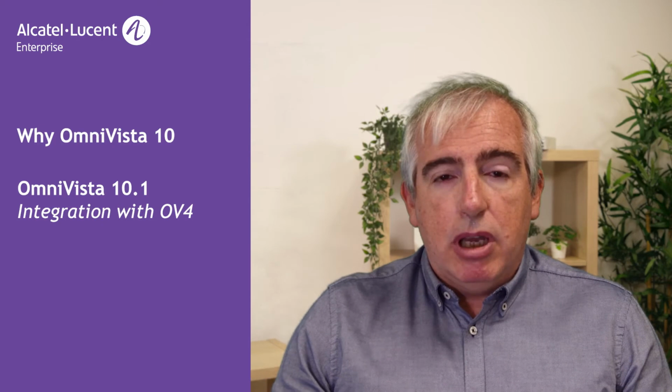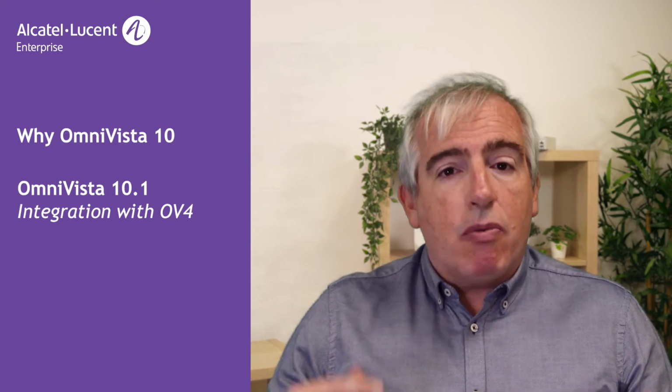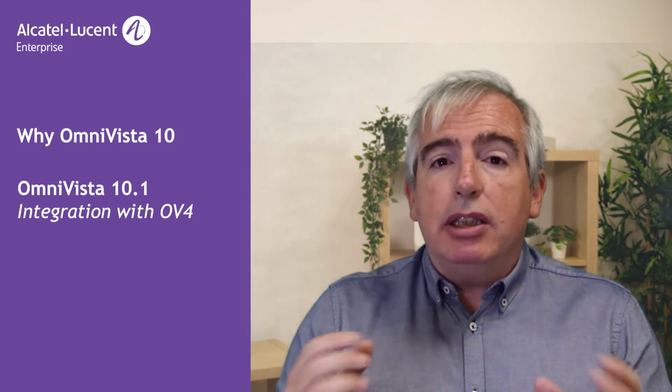The main topics we'll be covering during this session are: why OmniVista Next Generation? Why did we completely change our management framework in Alcatel-Lucent Enterprise? We will address this question. The second point is interoperability between OV10.1 and existing deployments of OV4, either OV Enterprise or OV Cirrus. We have a large installed base of customers running OVE or OVC, and now they can extend the functionality with the QoE, the Quality of Experience module of OV10.1.